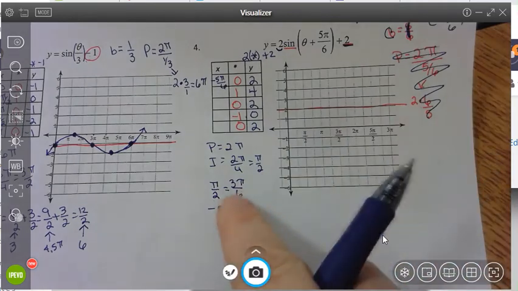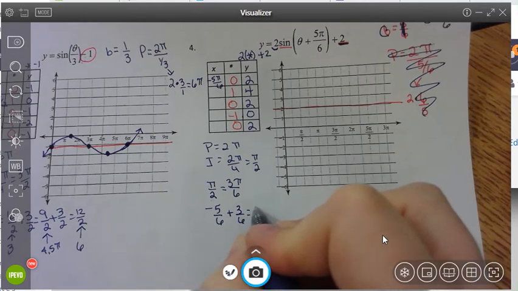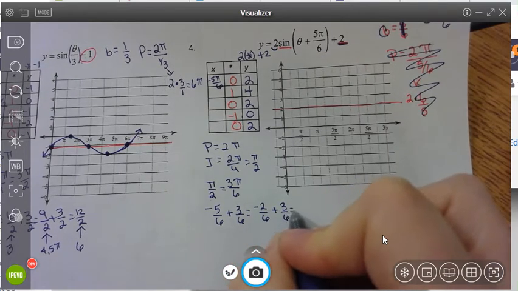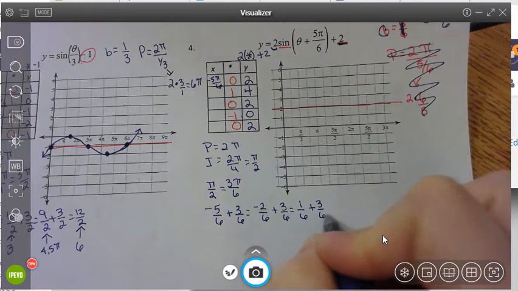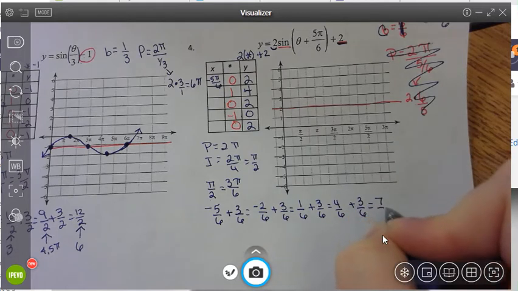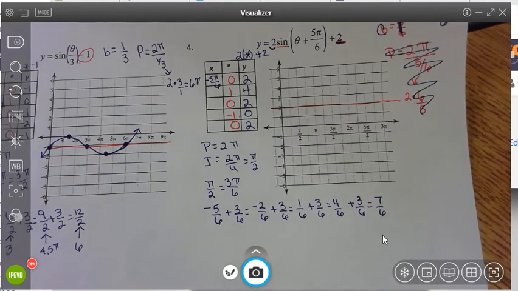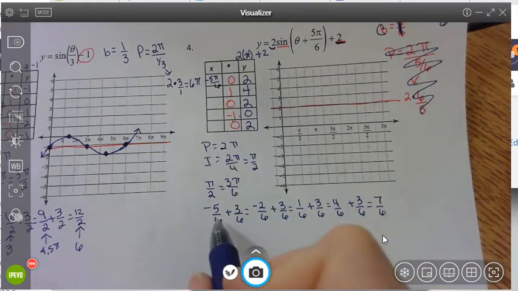Now, I'm going to leave off the pi for each piece of it, and I'm going to add 3 over 6, which will give me negative 2 over 6. And then I'm going to add 3 over 6, which will give me 1 over 6. And then I'm going to add 3 over 6, which will give me 4 over 6. And then I'm going to add 3 over 6, which will give me 7 over 6. Now I'm going to do this until I get 2 pi ahead. Now I only need 5 of these. 1, 2, 3, 4 more of them.